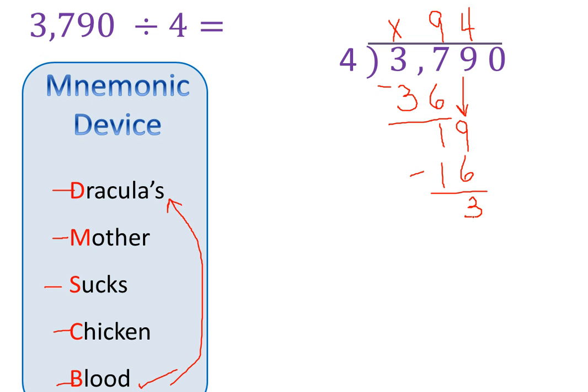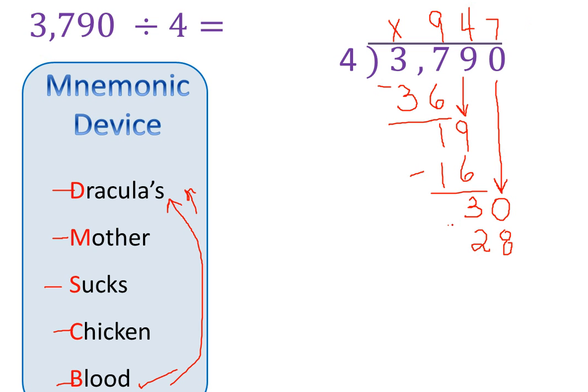I checked myself before I wrecked myself with the C for chicken. Is 3 bigger than or less than a 4? We're in good shape. He's smaller. So now I can move on to bring down for blood and place the 0 for a 30. I ask myself, 30 divided by, we're back at Dracula again, starting the cycle for the last time. 4 goes into 30. Well, close enough, 7 times. That equals a 28. We weren't quite there to the 30.